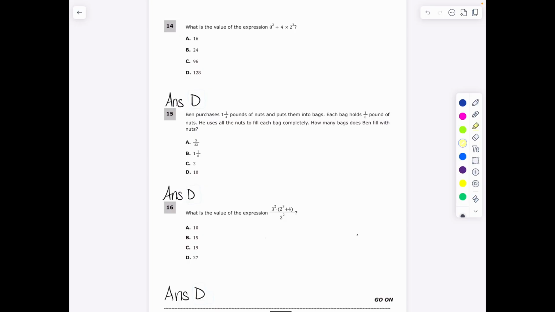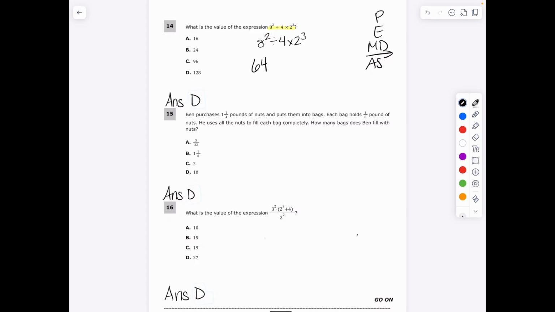What is the value? So this is an order of operations problem of 8 squared. I like to start by always rewriting the problem. And if you need a reminder, parentheses, exponents, multiply, divide, add or subtract from left to right. All right, so we have 2 exponents in here, so we're going to deal with them first. 8 to the second power is 64.